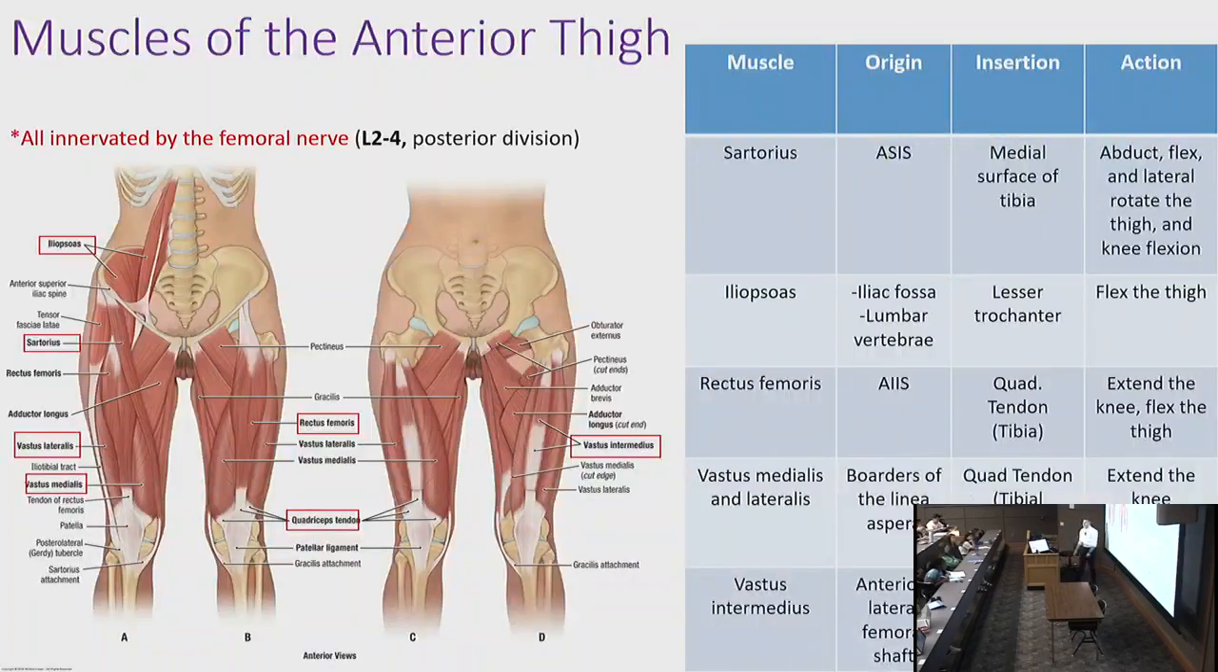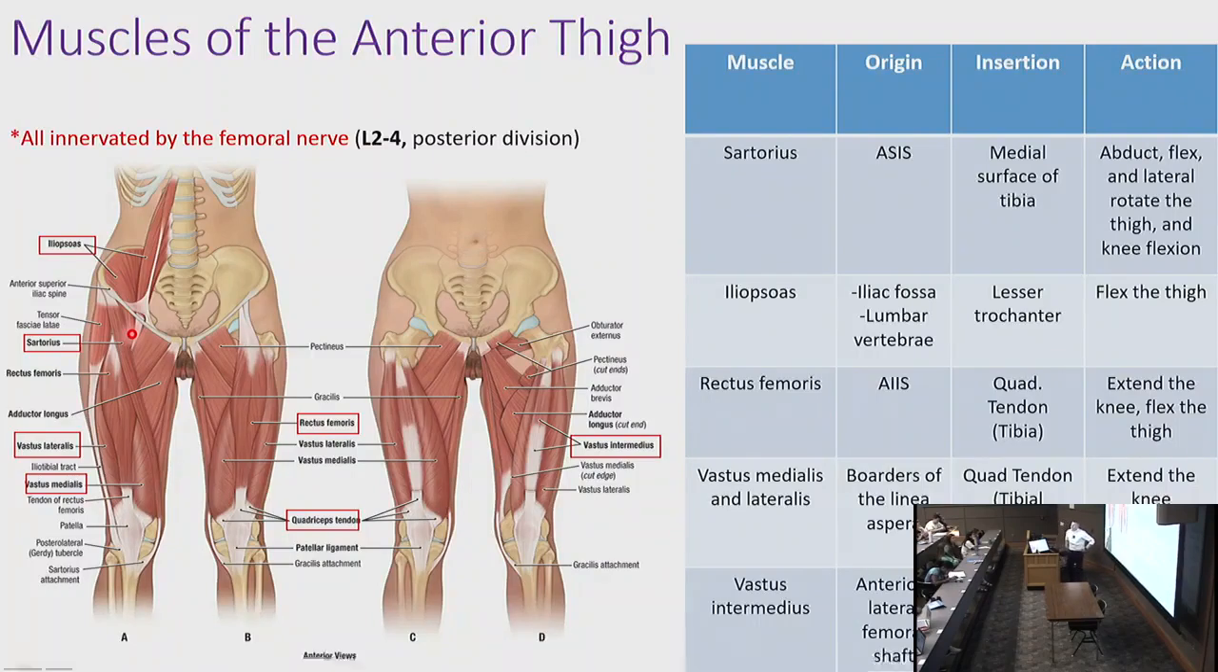Okay, now the muscles of the anterior thigh. We're going to go through these relatively quickly because I want to hit the vascular supply. But these are all innervated by what nerve? Femoral nerve, right? And that's L2 through 4, the posterior division. So we have this nice fancy chart over here. Your iliopsoas, the iliacus and psoas major, inserts into the lesser trochanter, and they're going to be the main flexors of the thigh.